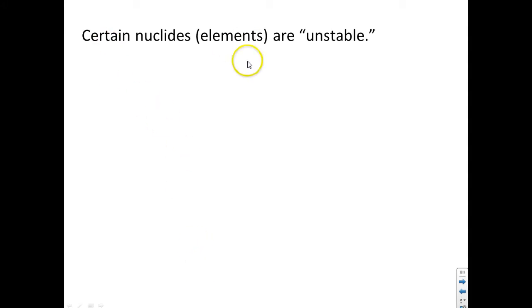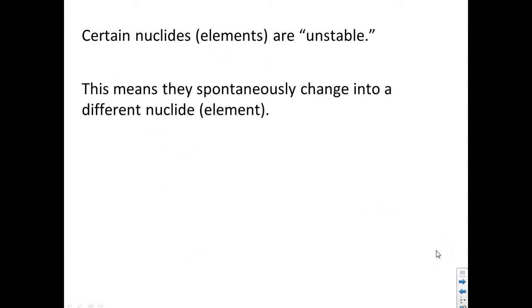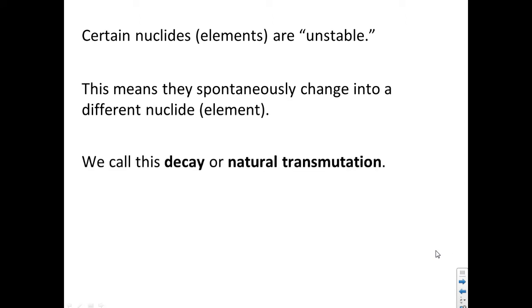This is a continuation of our IB Physics Topic 7 notes. In this video, we'll briefly review decay, then we will look at nuclear fusion and fission. So, we've seen that certain nuclides, certain elements, are unstable, which means that they spontaneously change. They become a totally different element. We call this process decay, or when it happens spontaneously, natural transmutation.